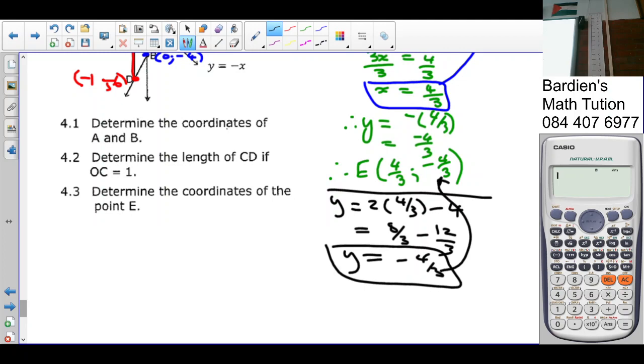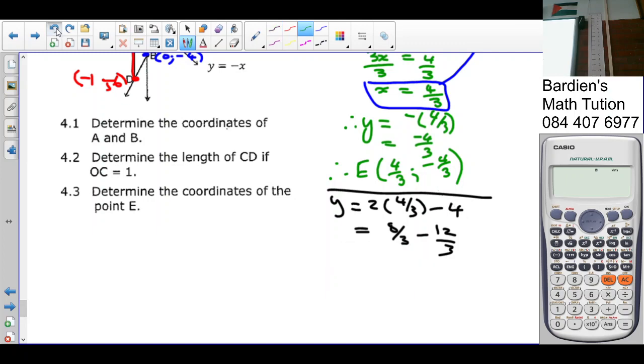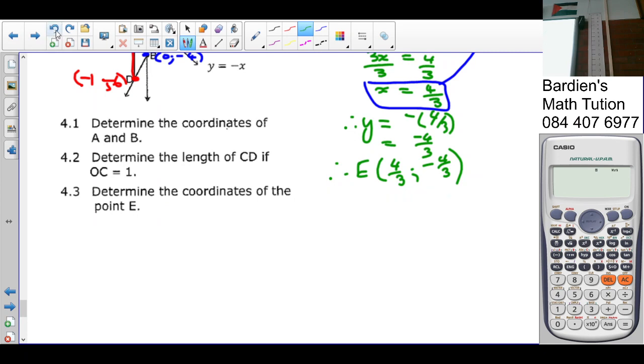Can you see that? Do we have to substitute into both? No. We just substitute into one of the two. As long as your x value is correct, your y value will be the same. You guys understand? Any confusion? No.